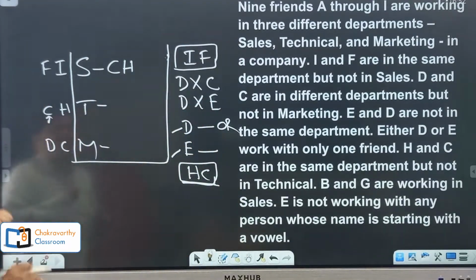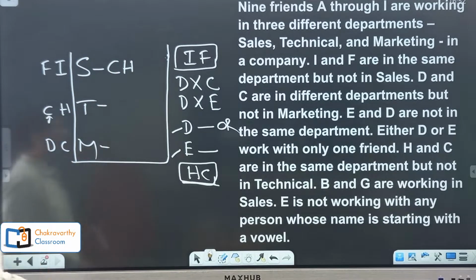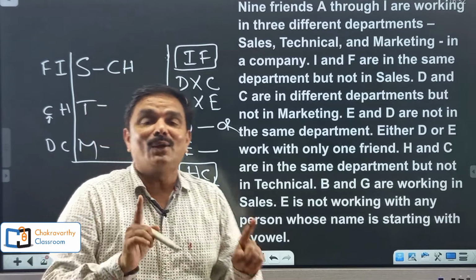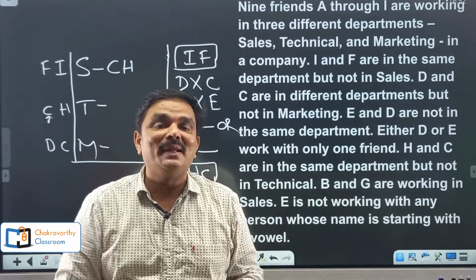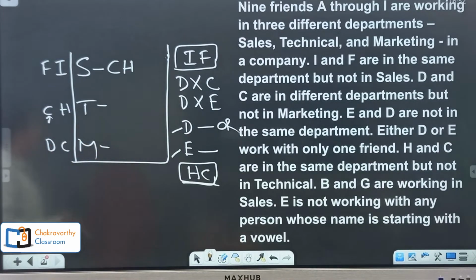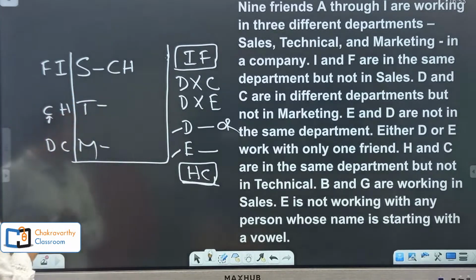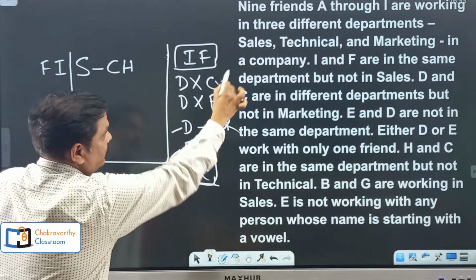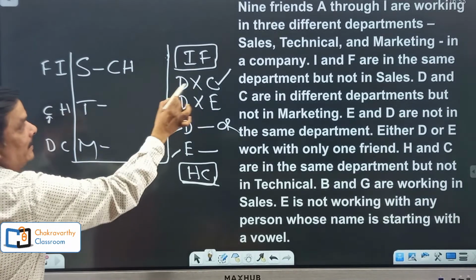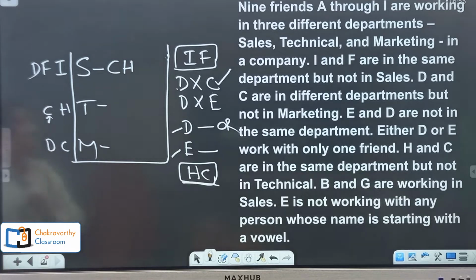Right. Now just observe this one carefully students. C and H's place is confirmed. After confirming C and H, I can go for one more place confirmly, D's place. How? Just pause the video and think it over. How can I go for D's confirmed place? Simple one. When I have placed C here, I am going to use this condition. C and D should not be together. When C is here, D must not be here.